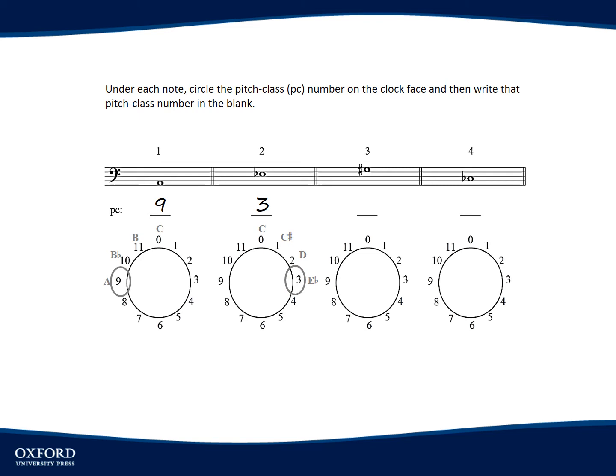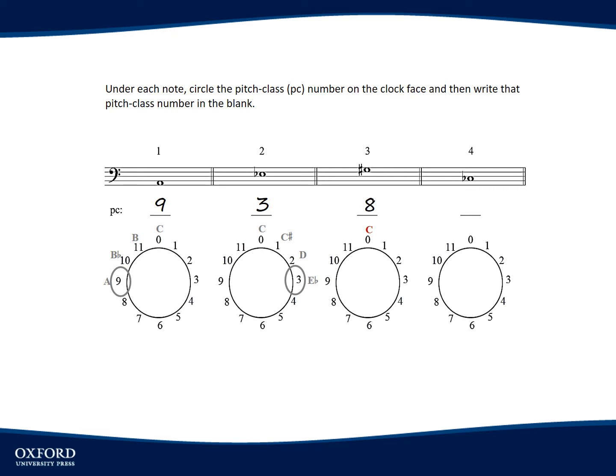Number 3 is the pitch G sharp. Because it's closer to go down to G sharp, we can follow the same procedure as we did for number 1, counting down from C to B flat or A sharp, A, and then finally G sharp. G sharp is pitch class 8, which we circle on the clock and then write in the blank.